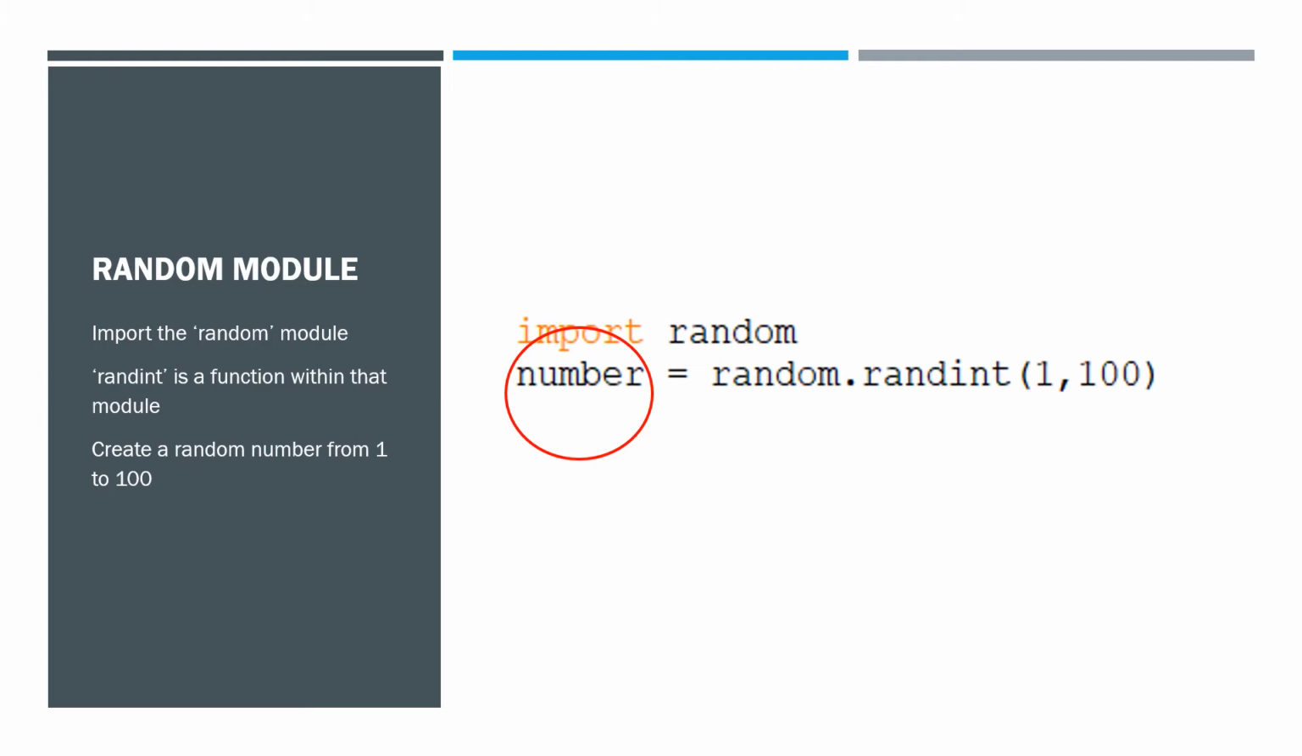So to sum it all up, these 2 lines of code import a module called random and use a function from that module to create a random number from 1 to 100 and save it as a new variable called number.